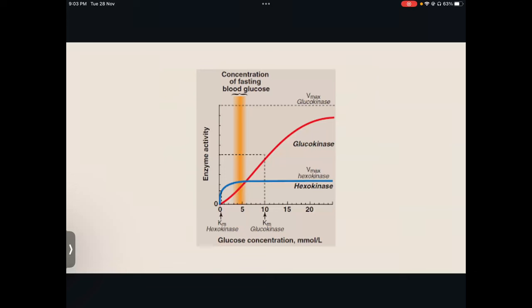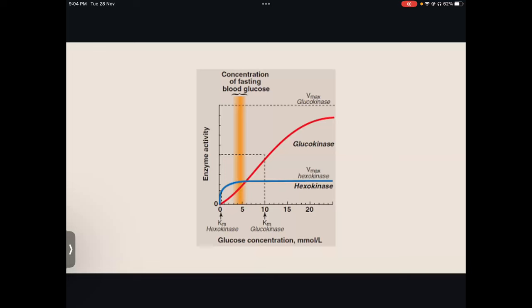Glucokinase is the red line. You have Vmax, which is the top maximum rate, and the Km, which is on the x-axis, which shows you the substrate concentration, in this case glucose, at which it is half of Vmax. While hexokinase is the blue line, which clearly shows you a lower Vmax as well as a lower Km, meaning it has a higher affinity.